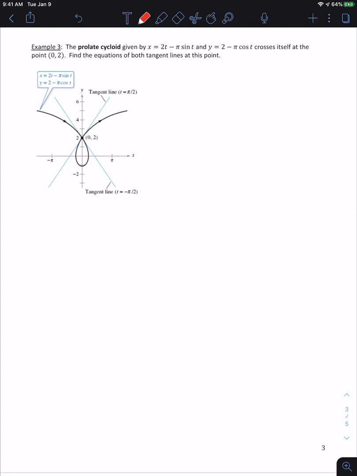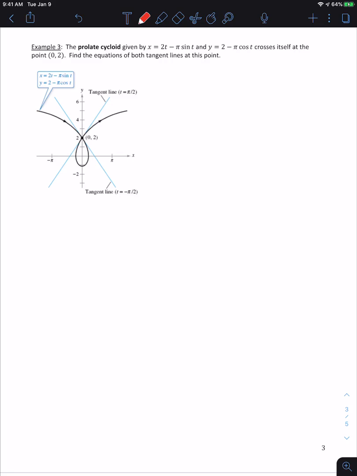So this is an example here. I already did the graph, but let's do the work to find all this information. This is called a prolate cycloid. It's given by these parametric equations, x equals 2t minus pi sine t, and y equals 2 minus pi cosine t, and it crosses itself at the point (0, 2), so it has two tangent lines there. The question is to find the equation of both tangent lines at this point.